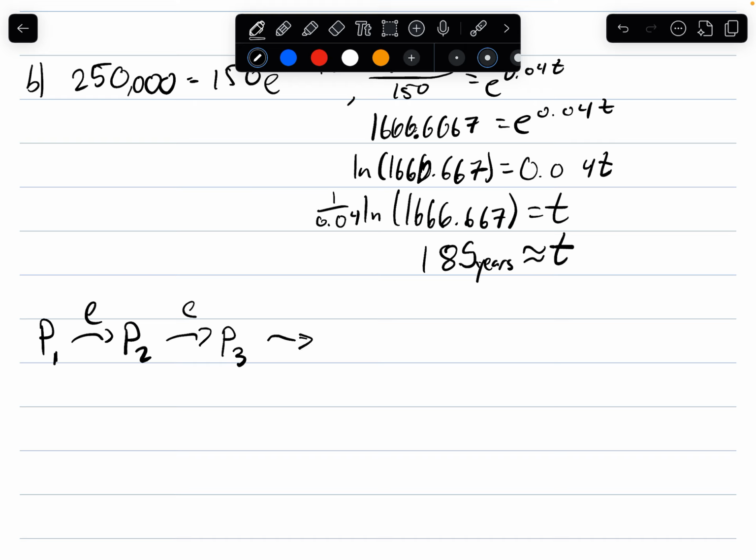So for every time I multiply by e, the population grows, right? Like if this was 100, it'd be 100 times e, and then 100 times e squared, and so on. But since I have the 0.04 there, it's not that one year passes and that would get me multiplication by e. It would have to be a larger quantity. So it kind of slows down our growth, if that makes sense.